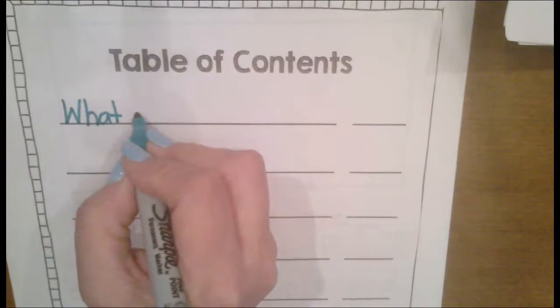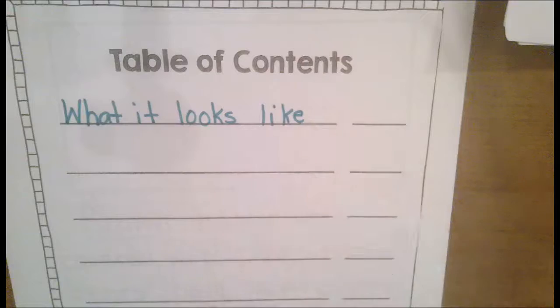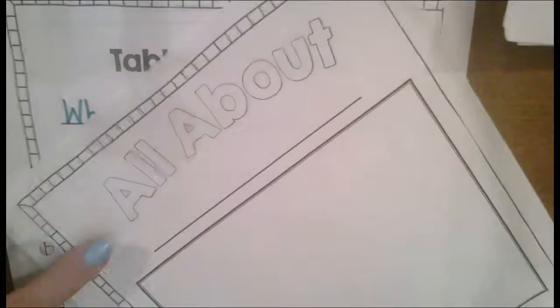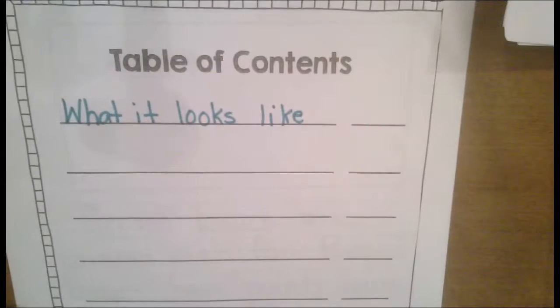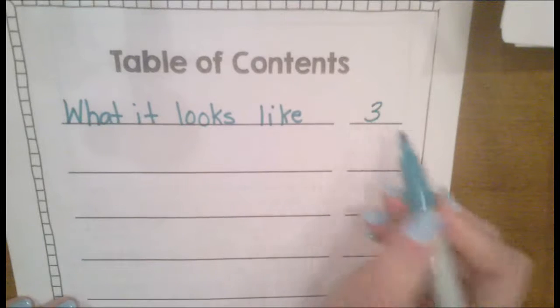Okay, so we're going to start out not with a cover, not with the table of contents, but what it looks like. So I'm going to put what, and you can write what a ladybug looks like, what a horse looks like. I'm going to put what it looks like. Okay, and that is going to be page 3, because remember, the cover's 1, the table of contents is 2, and then what they look like is going to begin on page 3. So I'm going to write a 3 there.